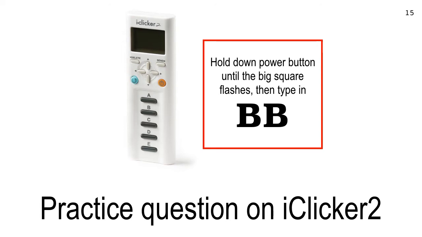Now, if you get the Go Nitro, then it says ready, and it'll remember frequency BB. If your other class uses iClicker, the other instructor might use AC or DA or some other frequency, so you've got to be ready for that. But in here, we're going to use BB. All right, now I have a very difficult scientific question. I want you to think about it using your brain.